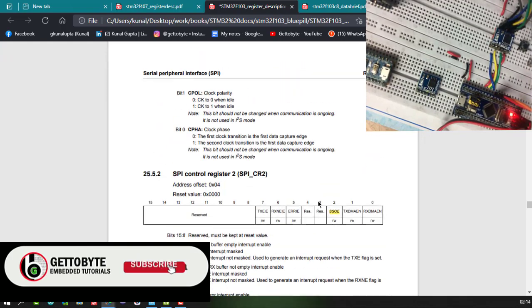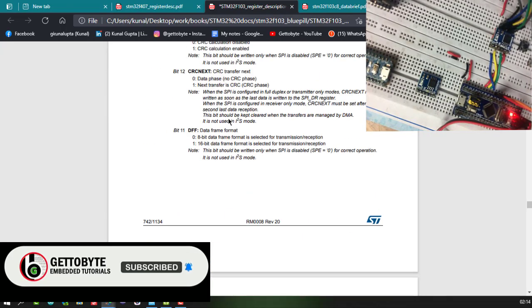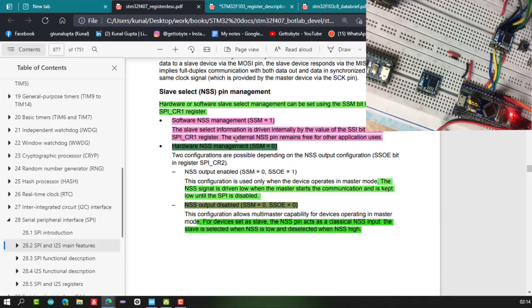Let me tell you what role each bit plays from the paragraph on slave select pin management. The first bit we need to remember is the SSM bit. Its full form is software slave management bit. This selects whether the NSS pin will be controlled from the software side or from the hardware side.